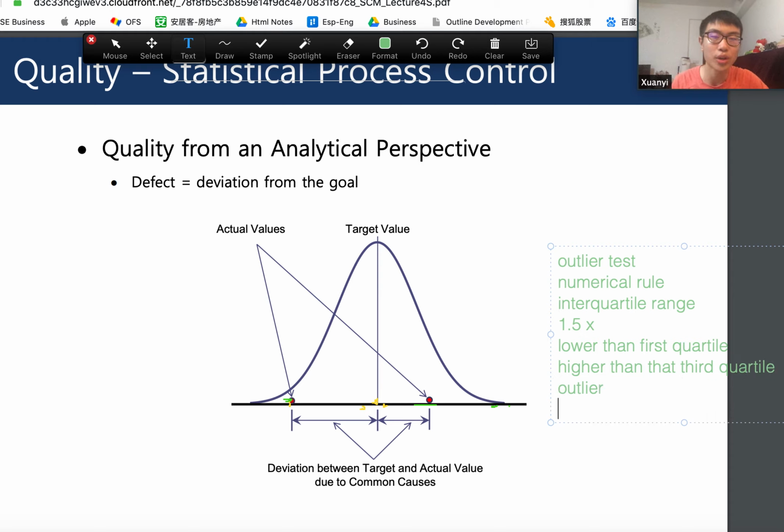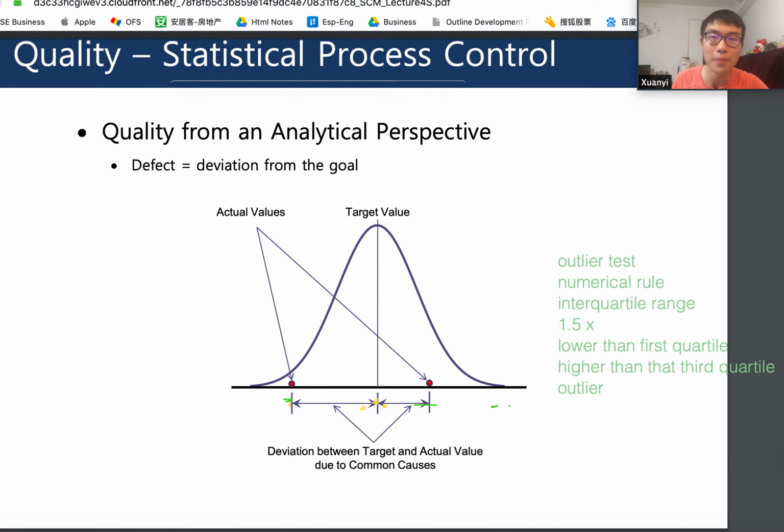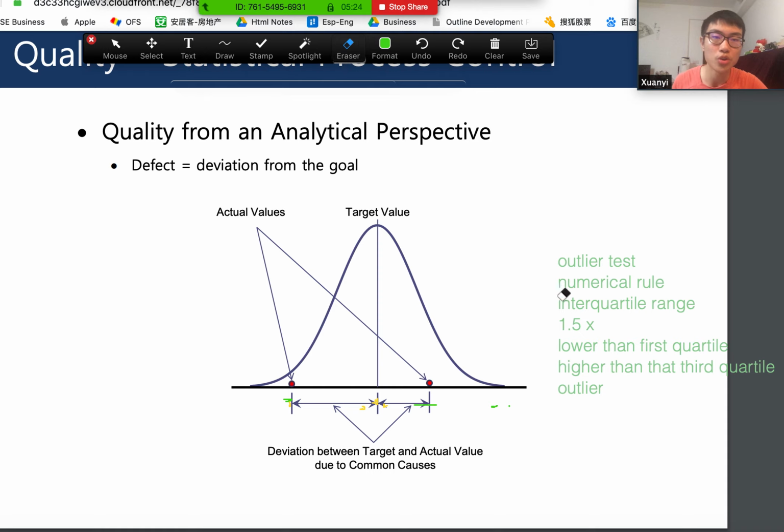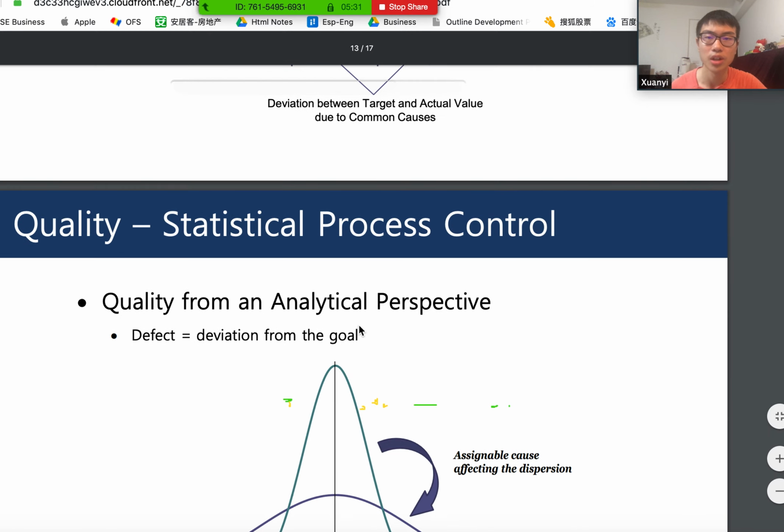So this is a test that you can use to identify whether your product is an outlier. But it really depends on what you set. For some products, it's okay to have some differences from the mean, but for some products, even a bit of quality difference is not acceptable. So it really depends on how you identify your outlier. It also depends on how you identify your tolerance level. So you try to fix these issues.